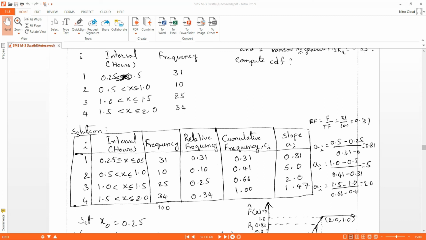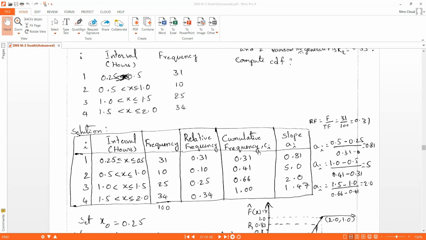Relative frequency is equal to frequency divided by total frequency. Here the frequency is 31, divided by 100, we will get 0.31. 10 divided by 100 will get 0.10. 25 divided by 100 will get 0.25. 34 divided by 100 will get 0.34.